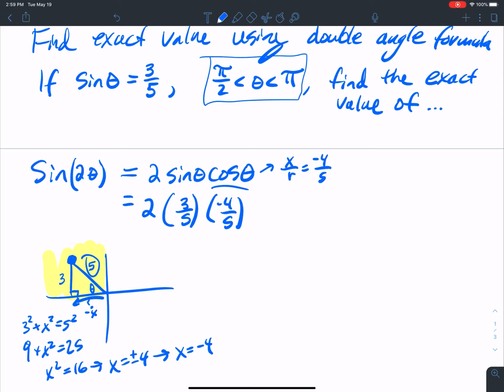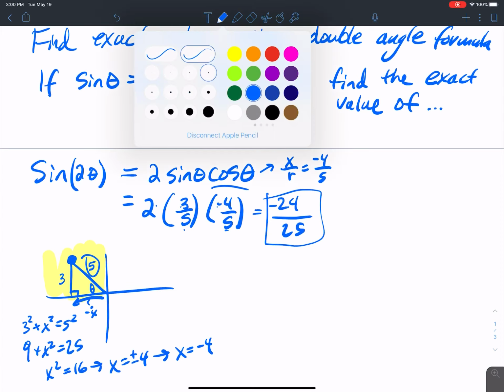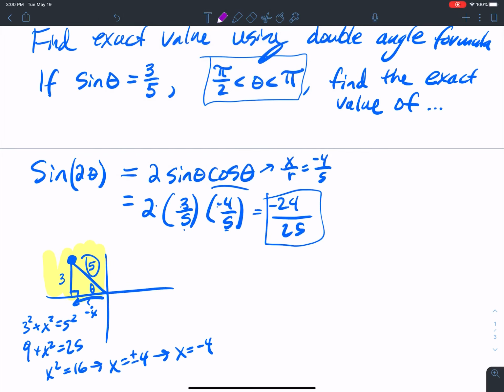And so I need to multiply that all together. And what do I get? Well, I get 2 times 3 times 4, that gets me 24, negative, over 5 times 5 is 25. Okay? So that's the first part. The second one I want to find is the cosine of 2 theta. Okay? Well, I have sine theta, and I've got several options.